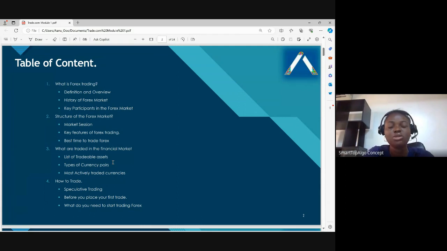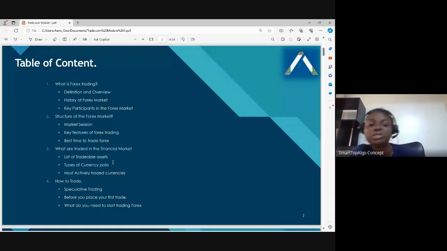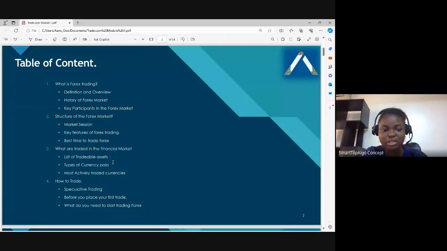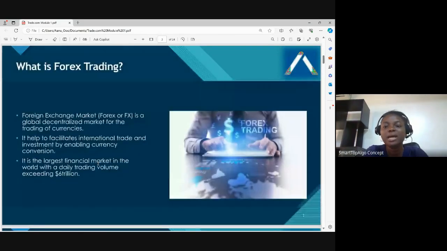We'll start by looking at what exactly is forex trading. Then we'll look at the structure of the forex market. Then that leads us to what is traded in the financial market, then how to trade. As I said earlier, this is module one, so it means that we have various modules to go. Okay, let's start with what exactly is forex trading.